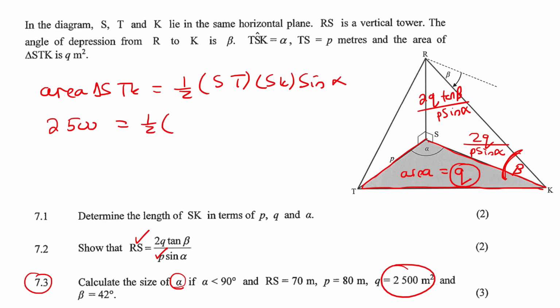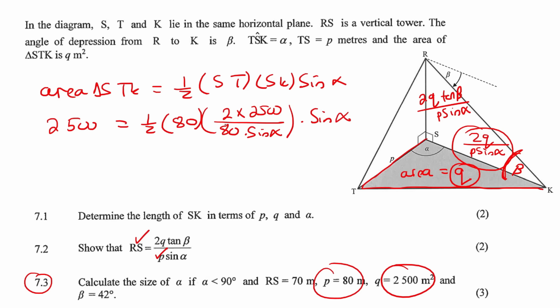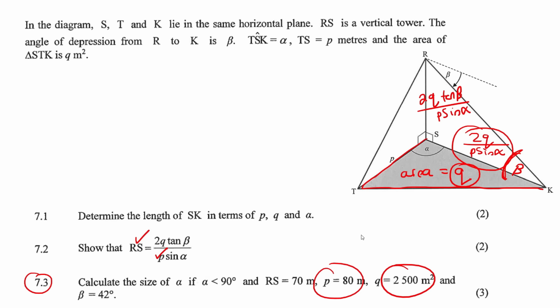And then SK is all of this, so that's going to be 2 times Q, which is 2,500, over P, which is 80, times the sin of we don't know, and then multiplied by the sin of alpha. Now this formula doesn't work because look, those cancel, and so you're probably going to end up with 2,500 equals 2,500. Oh well, we tried. So that's not the way to do this question. Then let's try this one.